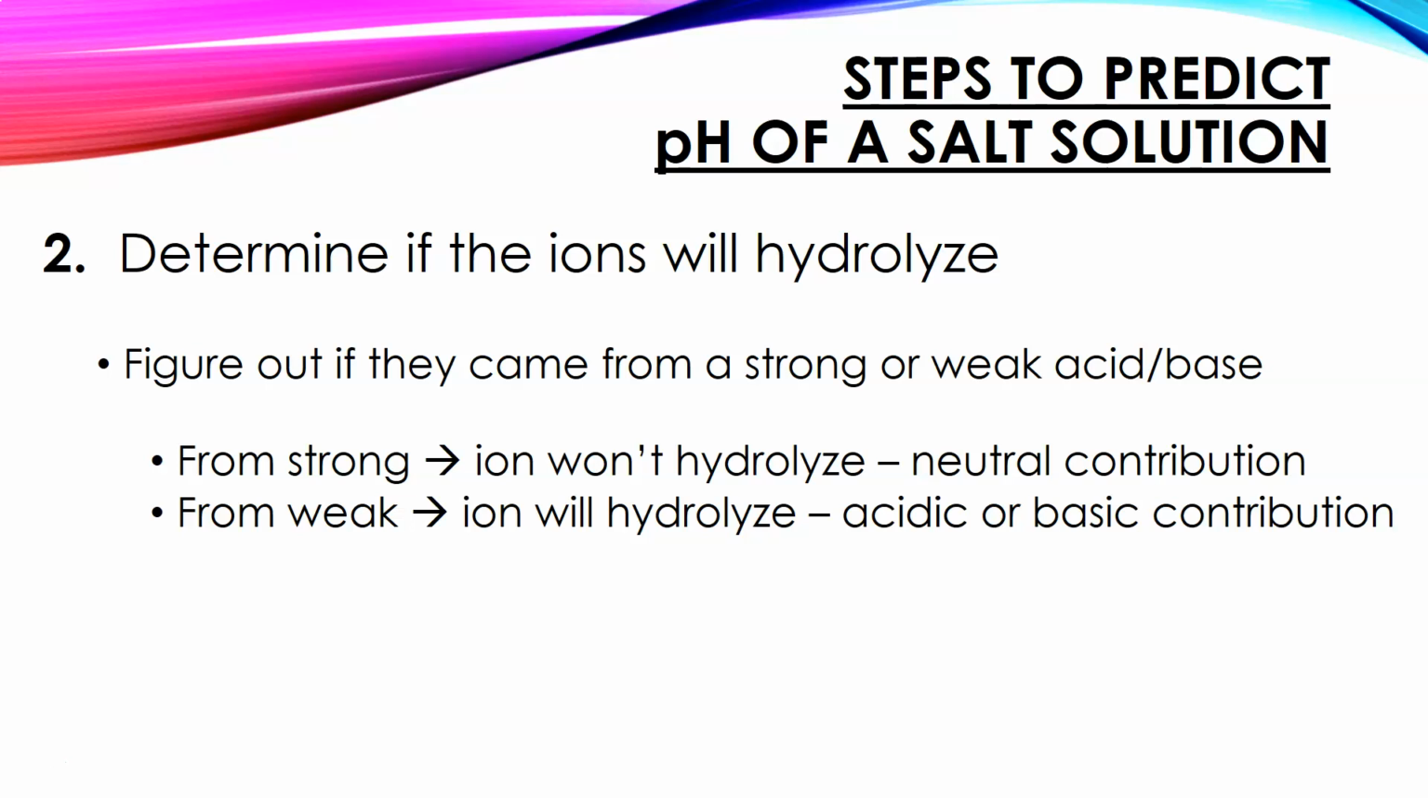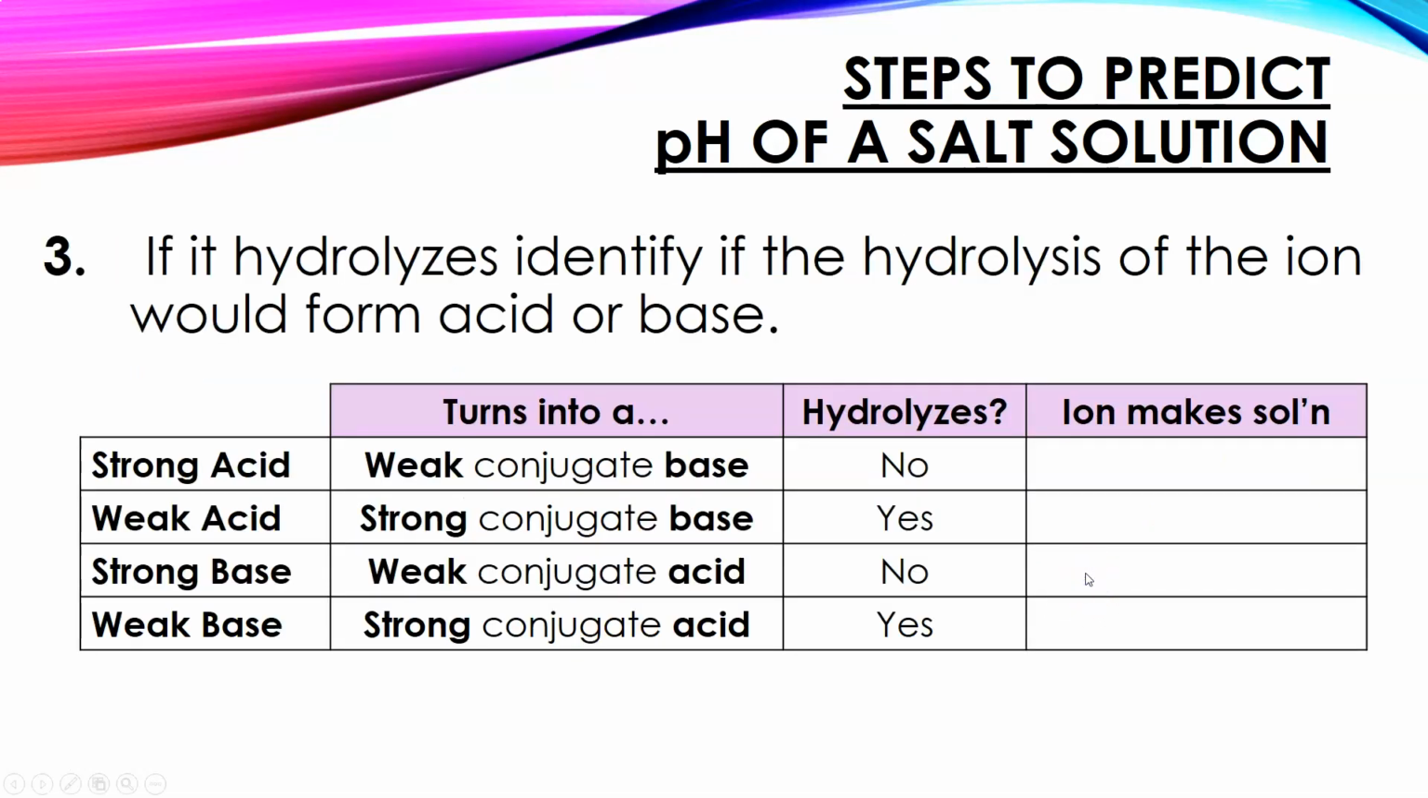If something is going to hydrolyze, then you're going to try to decide which one is going to hydrolyze. Will it make the solution acidic? Will it make it basic? How is that going to work? That's where you're using this little chart. If you have a weak conjugate base, the ion will be neutral. If it was a weak acid, you have a strong conjugate base, so it's going to end up basic. It'll be a basic ion. A weak conjugate acid will be neutral. A strong conjugate acid will be acidic.